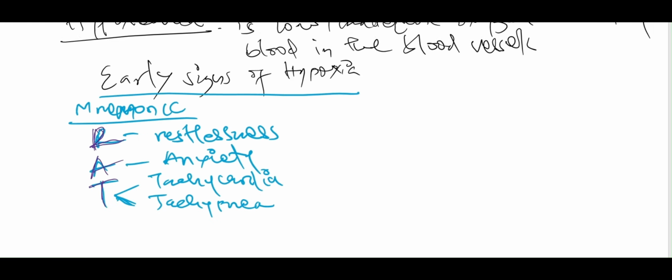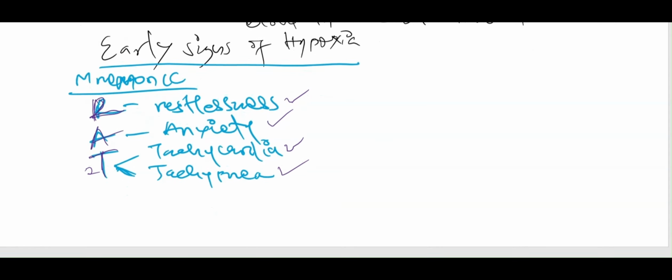Well, for the early signs of hypoxia, we will use a medical mnemonic. The mnemonic is RAT, where R is restlessness, A is anxiety, and T here we have two T's, that is tachycardia and tachypnea. So these are the early signs of hypoxia, and you have to differentiate between tachypnea and hyperventilation. These are things that students do forget.